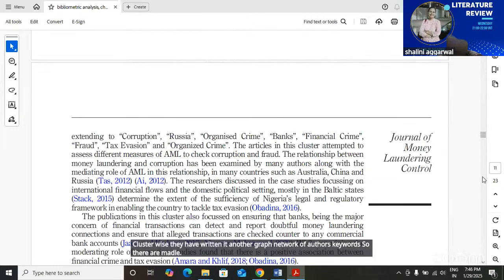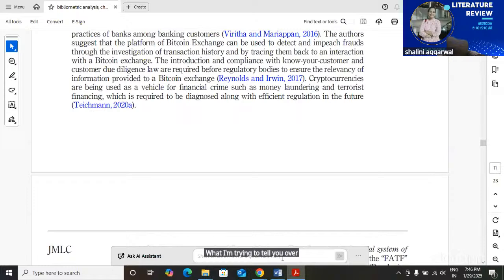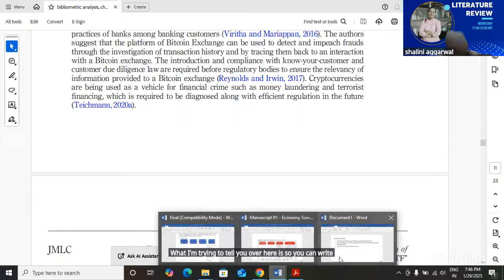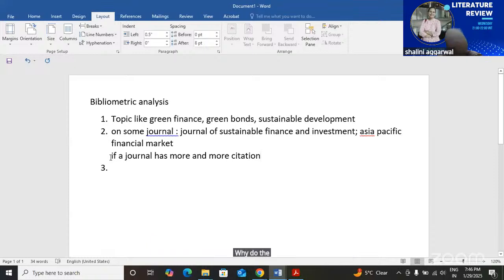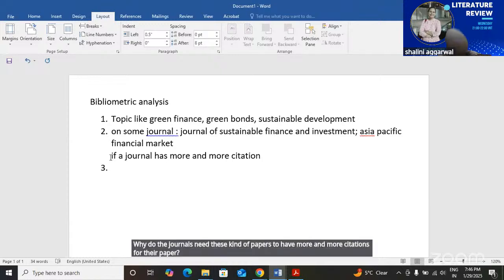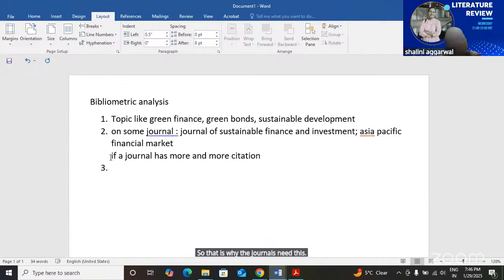What I'm trying to tell you over here is, I'll share this paper with you, that you can write a bibliometric analysis on some journal as well, right? Why do the journals need these kinds of papers? To have more and more citations for their papers. So that is why the journals need this, right? So you can write it.